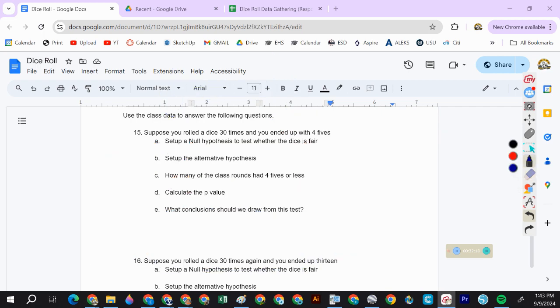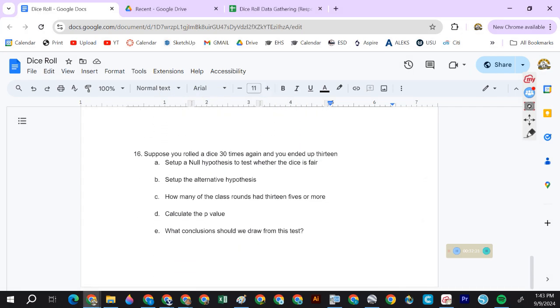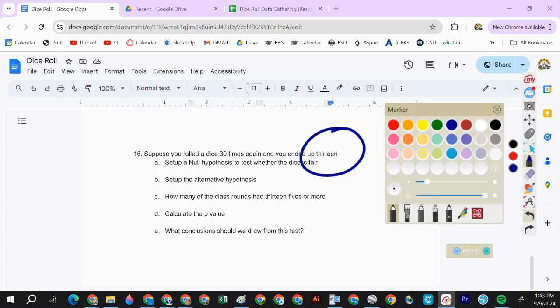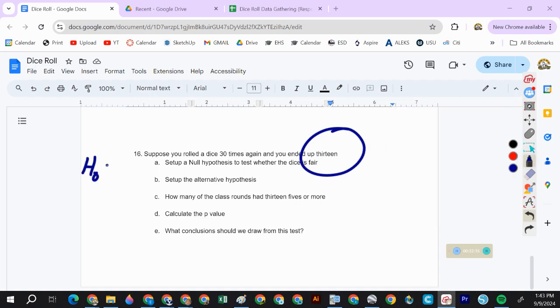Okay, let's see if I can get this one without making any mistakes. This time you roll a dice 30 times and you end up with 13 fives. What is the null hypothesis? H naught says that pi is equal to 5, the expected value. And the alternative is pi is greater than 5. And I think I got it right this time. Why did I pick greater than 5? Because 13 is greater than 5.